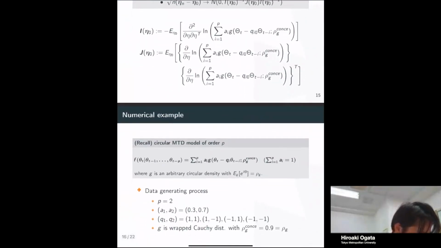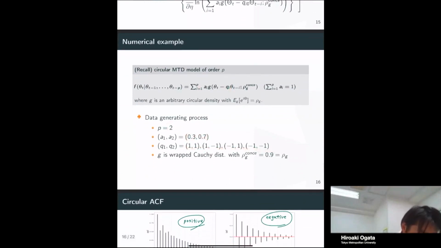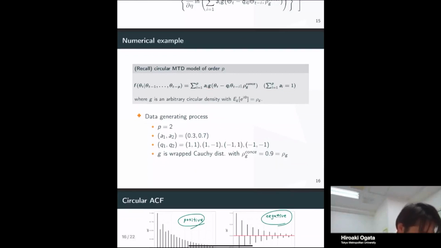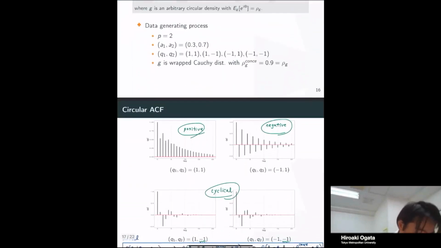Then finally, we give a numerical example. The model is here, and P is 2, and the weights are 0.3 and 0.7. For the sign Q, we try all combinations, and G is the wrapped Cauchy distribution. So this is the data generating process. The remaining time is a few minutes.